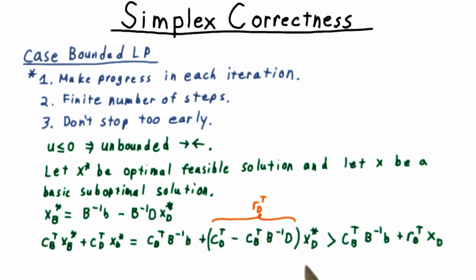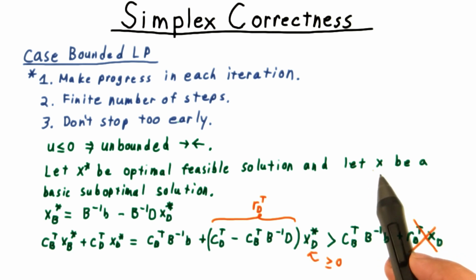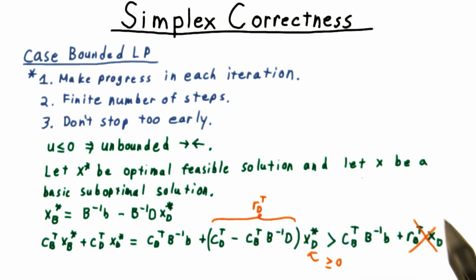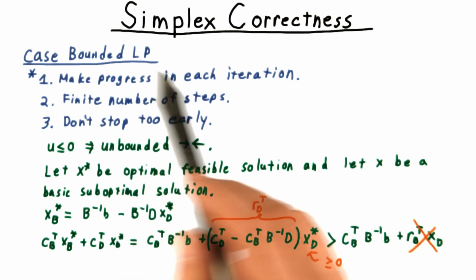And because x is suboptimal, we then have this strict inequality here. Because x is basic and b is its basis, however, xd is 0, so we can simply annihilate this term. Also, xd star is non-negative, so for the strict inequality to hold, at least one entry of RD must be positive. Hence, if there's a better solution, the simplex algorithm won't terminate. That wraps up the case where the program is bounded.